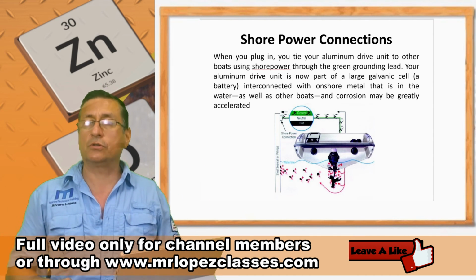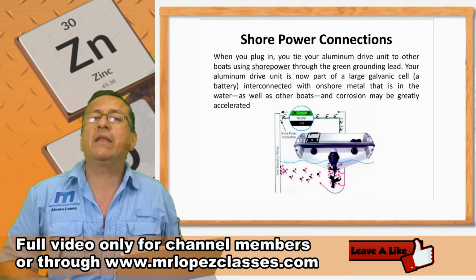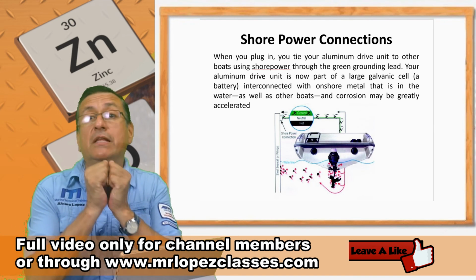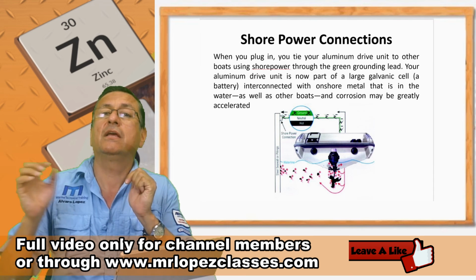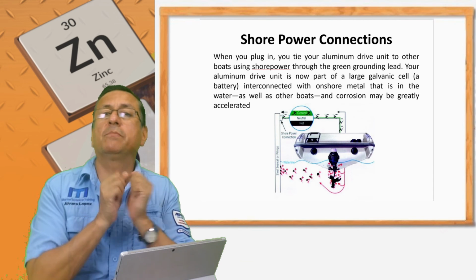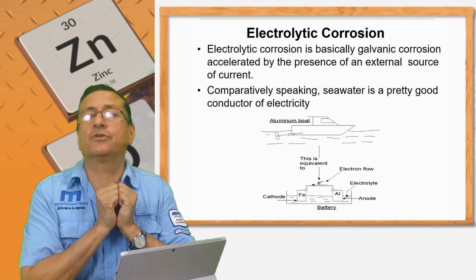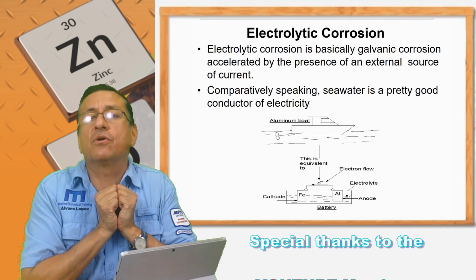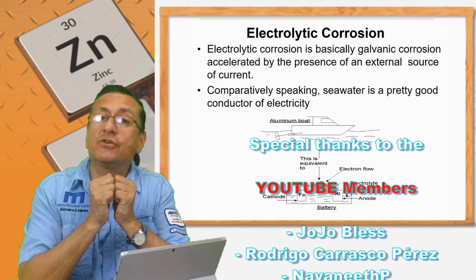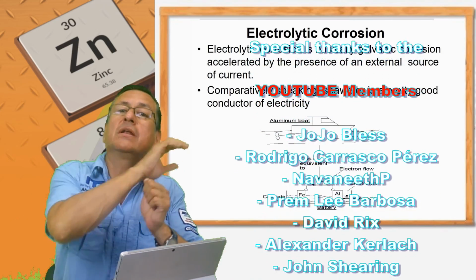This is galvanic corrosion. What happens if you have two dissimilar metals together, but additionally you pass a current in between both metals? You accelerate that corrosion. This is electrolytic corrosion. It's galvanic corrosion plus a small current in between both of them.